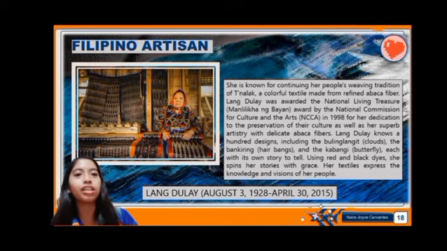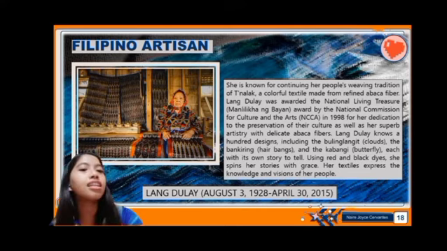Lang Dulay was awarded the National Living Treasure. It was awarded by the National Commission for Culture and the Arts, or the NCCA, in 1998 for her dedication to the preservation of their culture, as well as her superb artistry with delicate abaca fibers. Lang Dulay knows 100 designs. It includes the bulinglangit or clouds in English, the bangkering or hair bangs in English, and kabangi or butterfly in English.